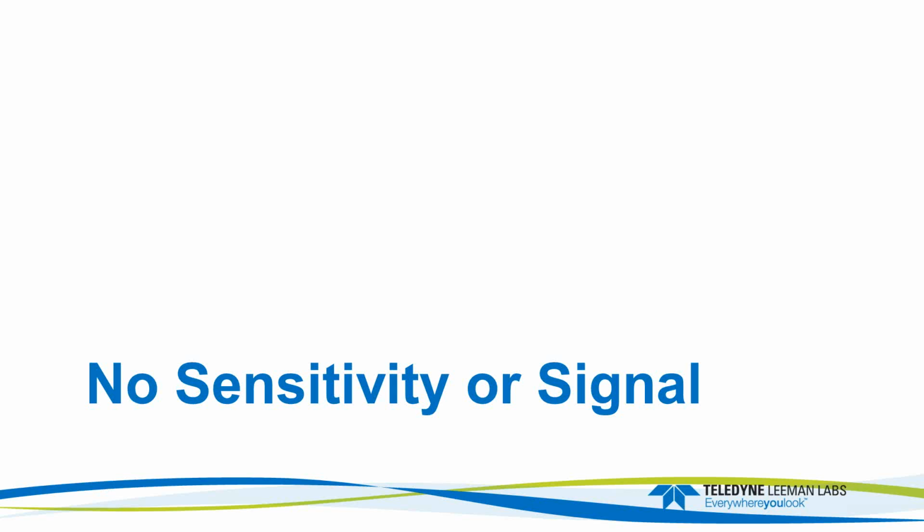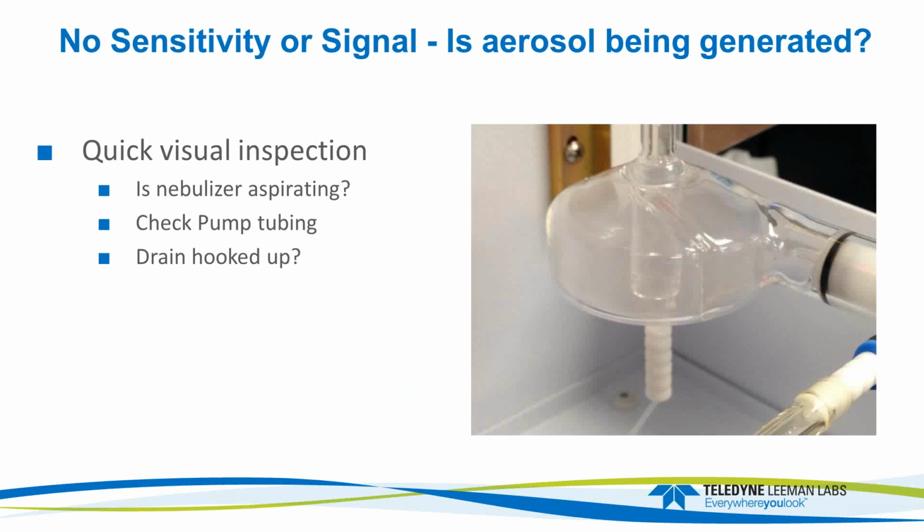Okay. So first, no sensitivity or no signal at all. When that happens to me, the first thing I do is look at the spray chamber. Is any aerosol being generated? Is the nebulizer aspirating? I check the pump tubing. Not necessarily whether the pump tubing is new or needs to be replaced. If you don't seat the pump tubing clamp in the holder really well, the whole thing can get dragged up into the spray chamber and it just can't aspirate. So you look in there and see there's no mist inside that spray chamber. You look at the pump tubing, maybe that's it. Maybe the nebulizer's clogged. I've also seen it where the drain isn't hooked up.